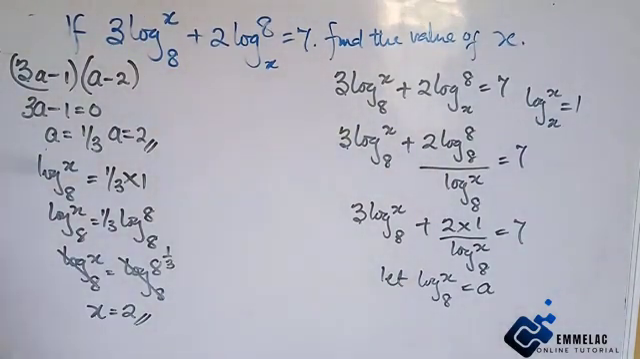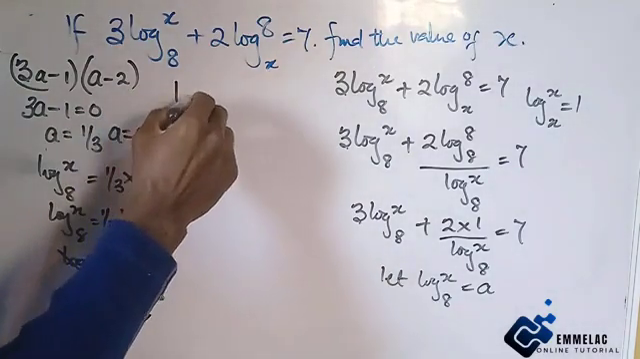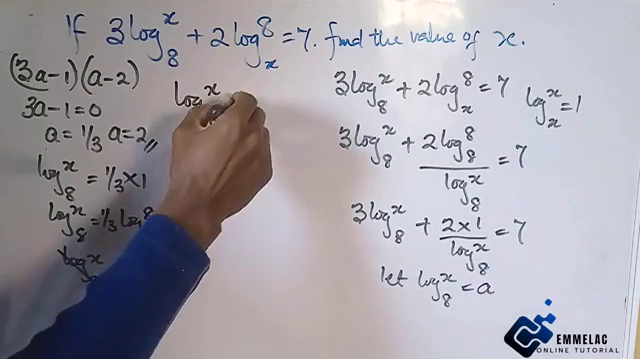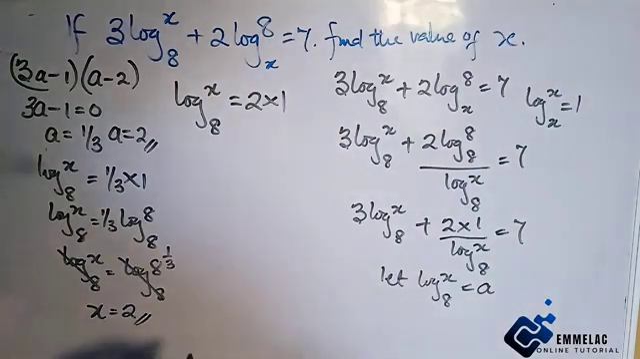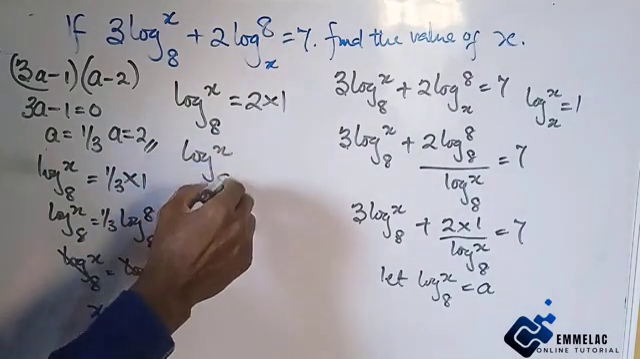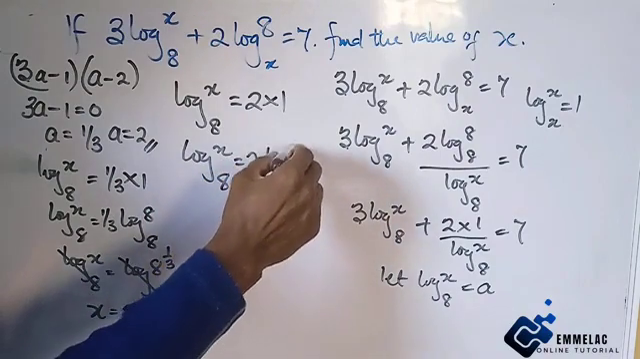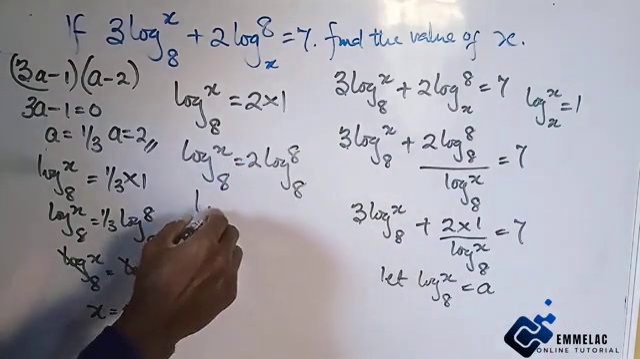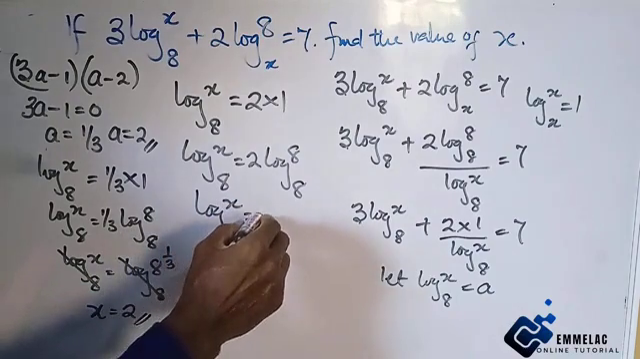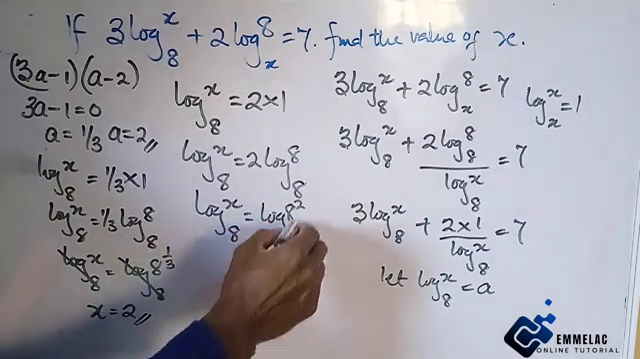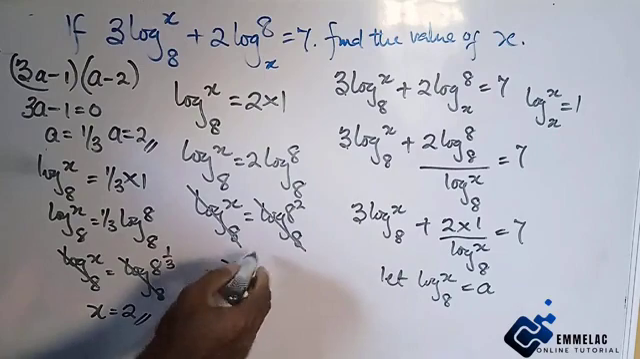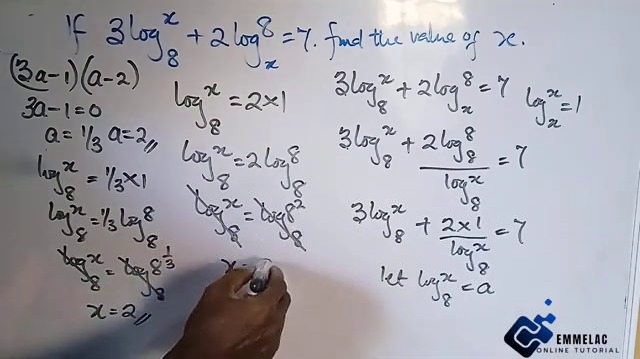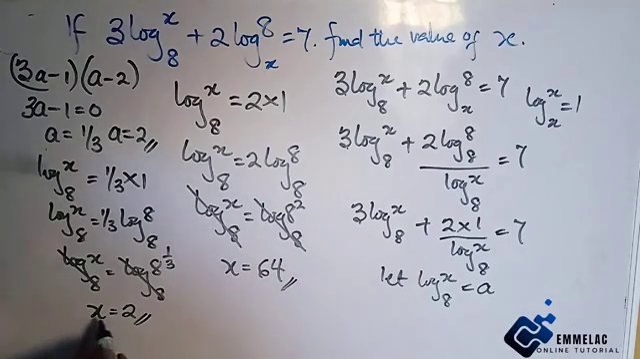Now let us look for the value of x when a is 2. So here we see that log x base 8 equals 2. Let us still know that log 8 base 8 is 1. So here you have log x base 8 equals 2 log 8 base 8. So log x base 8 equals log 8 to the power of 2 base 8. So here we cancel out. So our x here will now give us 8 raised to the power of 2, which is 64. So x is 2 or 64.